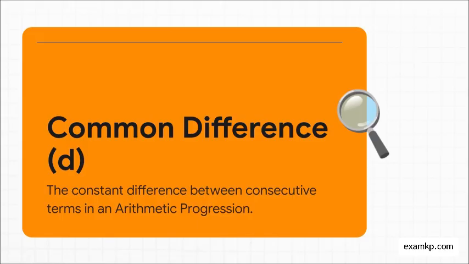You know, the secret weapon for any AP problem is finding what we call the common difference. We just use the letter D for that. It's simply the number you add to get from one term to the next. So if you have a sequence like 2, then 5, then 8, well, the common difference is just 3.